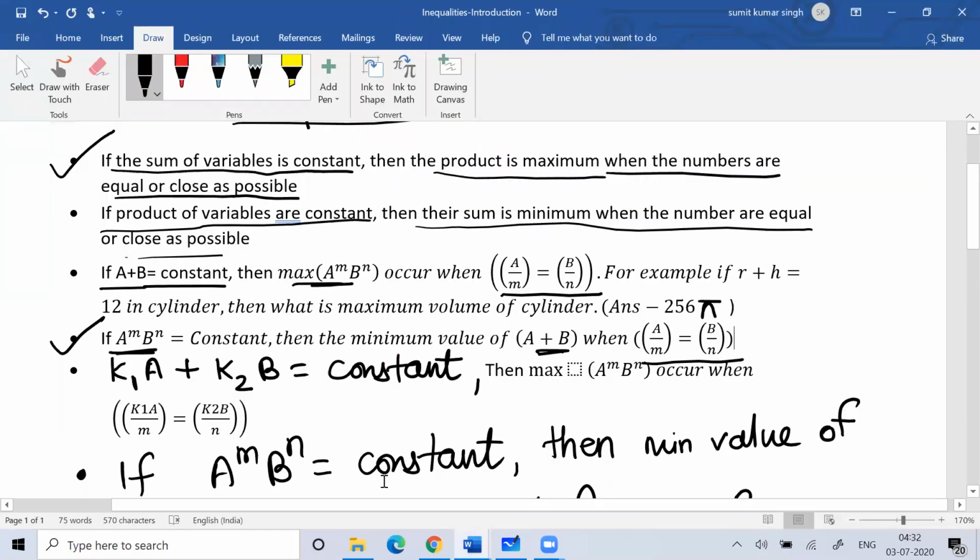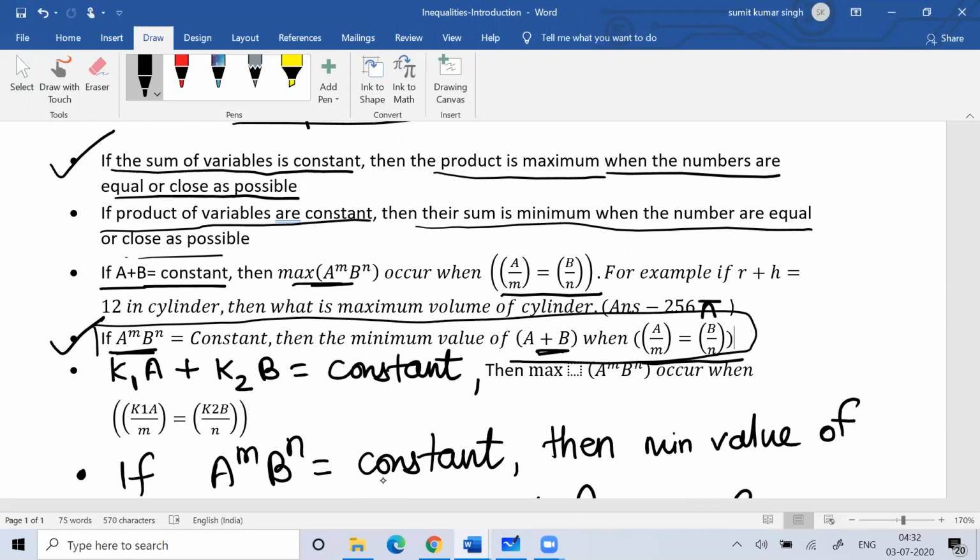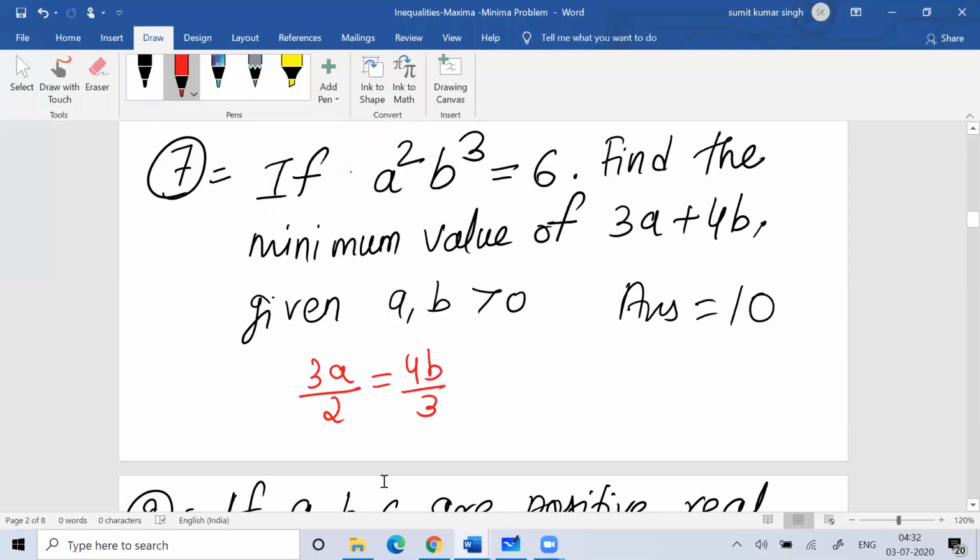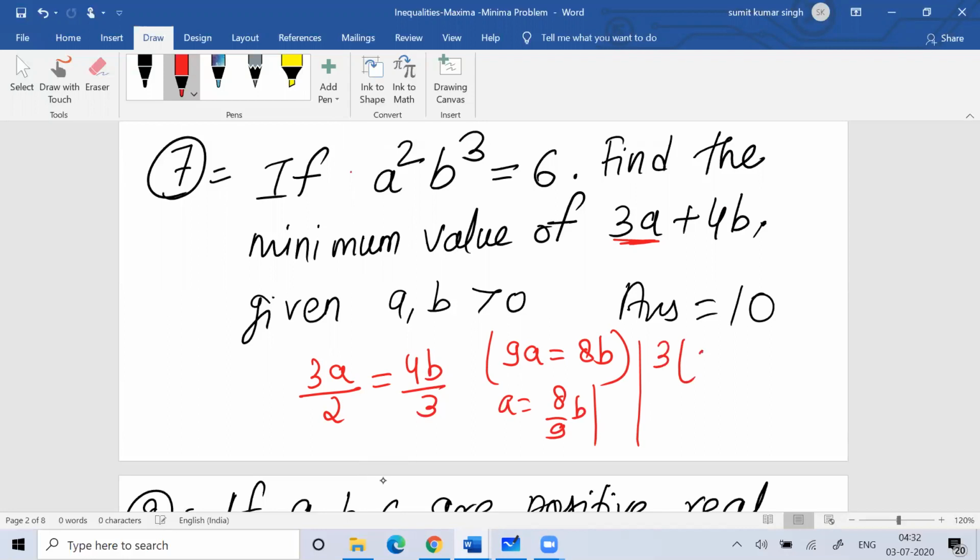You can read this. So if a to the power m into b to the power n is constant, then the minimum value of a plus b happens when a by m equals b by n. So here, when a by m is equal to b by n, with this I can say 9a is equal to 8b. Correct? So 9a is equal to 8b, so I can write a is equal to 8 by 9 b. Okay, so 3 into a, in place of a, 8 by 9 b, plus 4b.